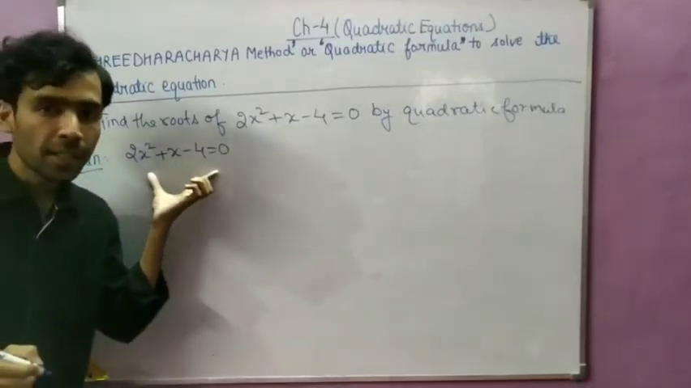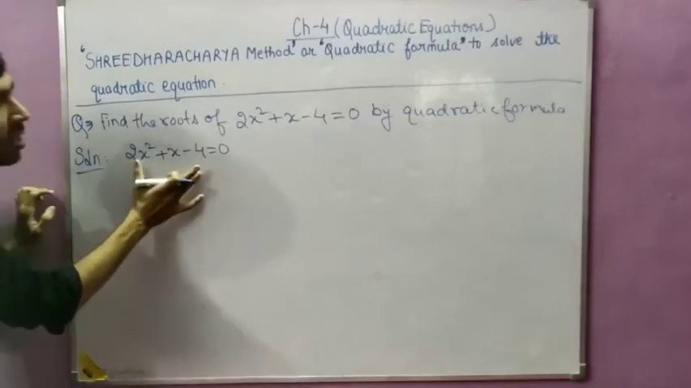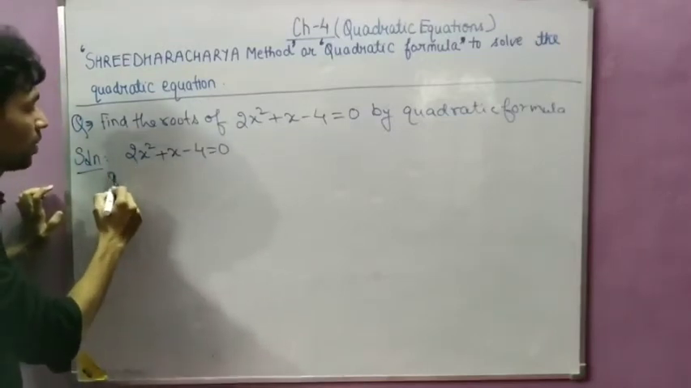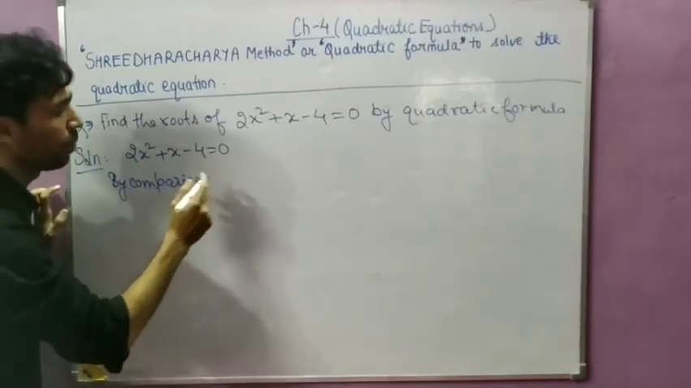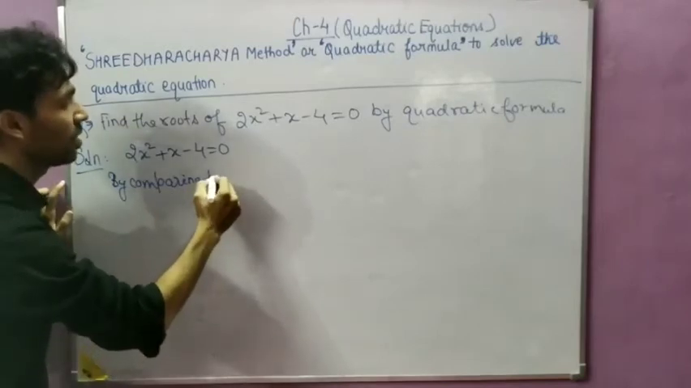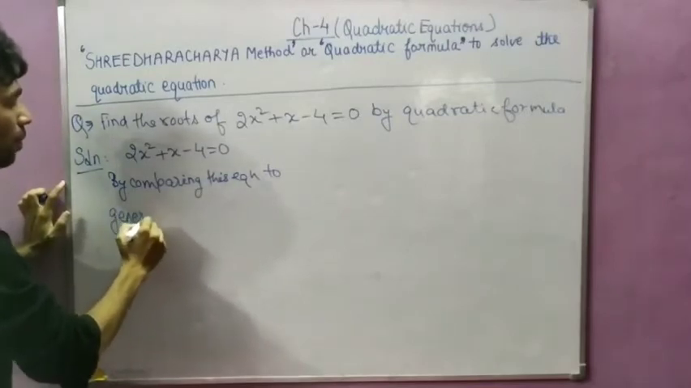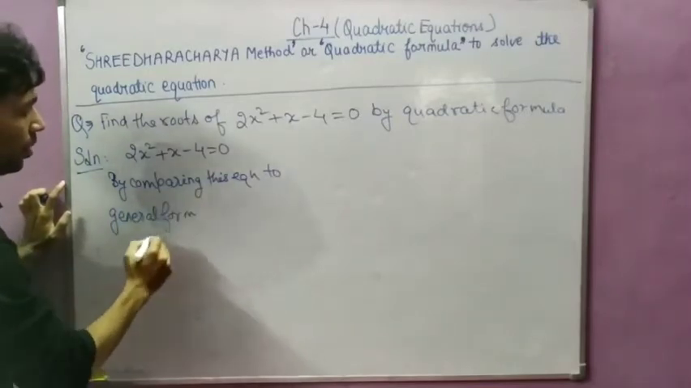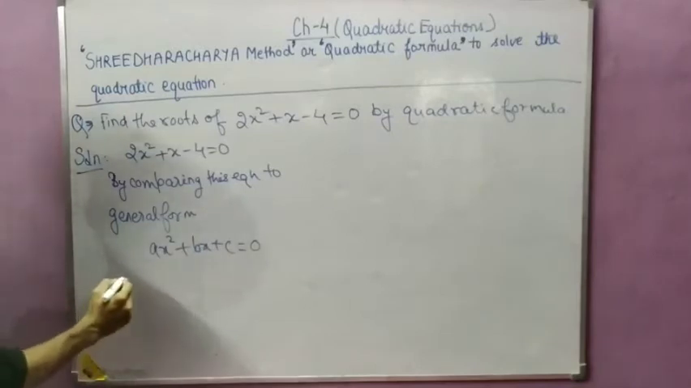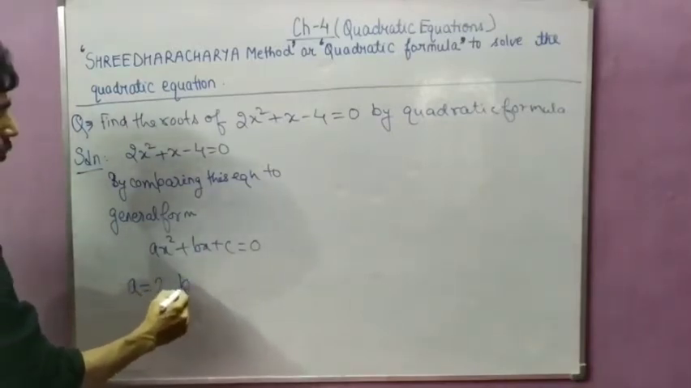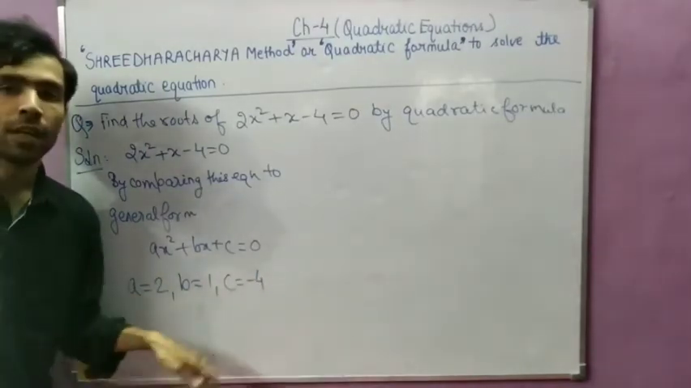Now when you compare it with the general form, you know na, ax square plus bx plus c. When you compare this equation with the general form, you don't need to write it in every question, but I am writing here, by comparing this equation to the general form, that is ax square plus bx plus c equal to 0, we will get the value of a equal to 2, the value of b equal to 1, and the value of c equal to minus 4. By comparing you can find out the values. Okay.